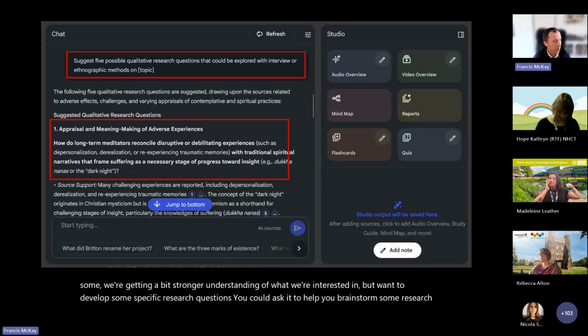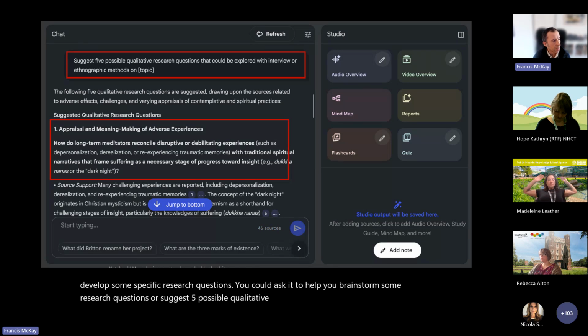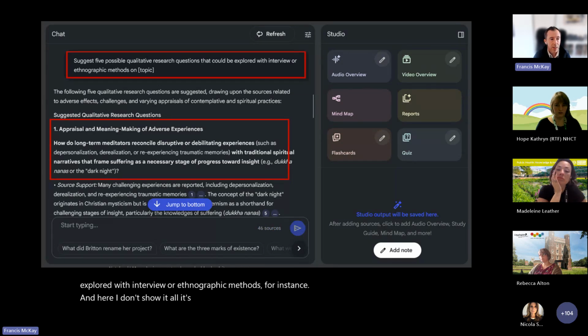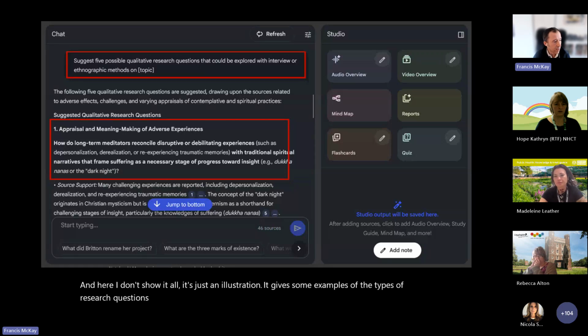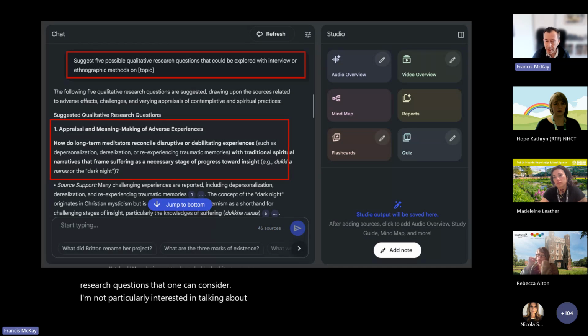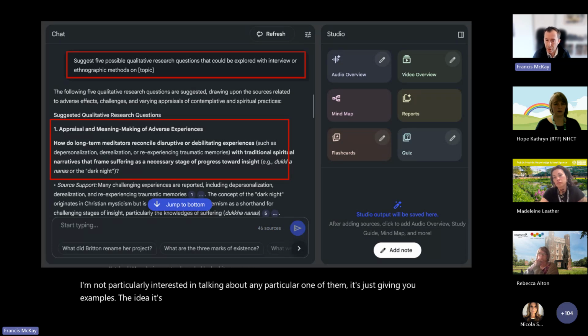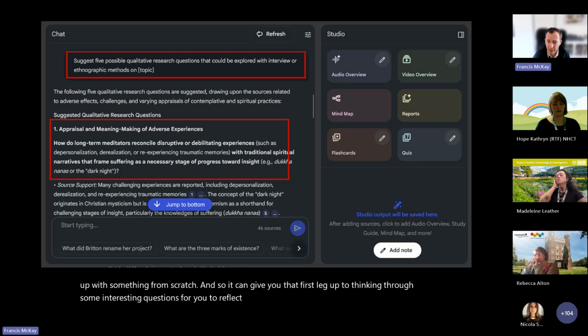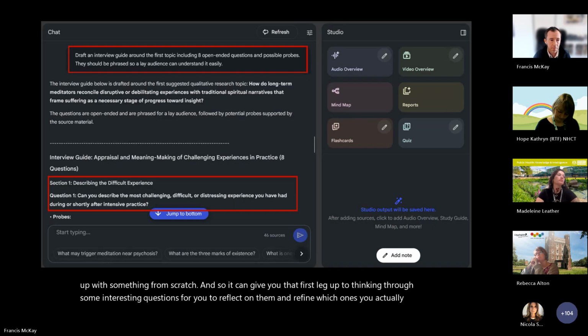So: suggest 5 possible qualitative research questions that could be explored with interview or ethnographic methods, for instance. And here, I don't show it all, it's just an illustration. It gives some examples of the types of research questions that one can consider. I'm not particularly interested in talking about any particular one of them, it's just giving you examples. The idea is it's often easier to work with something that's drafted than to come up with something from scratch. And so it can give you that first leg up to thinking through some interesting questions for you to reflect on and refine which ones you actually want to work on.